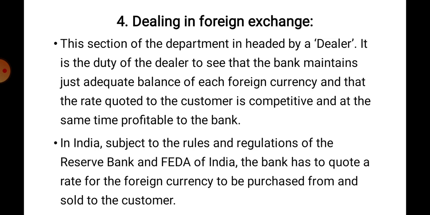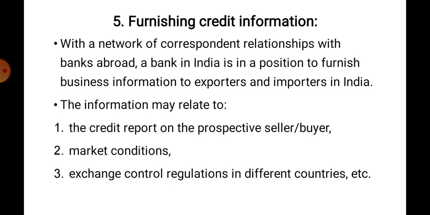Fifth one, furnishing credit information. With a network of correspondent relationships with banks abroad, a bank in India is in a position to furnish business information to the exporters and importers in India. The information may relate to the credit report of the prospective seller or buyer, market conditions, exchange control regulations in different countries.